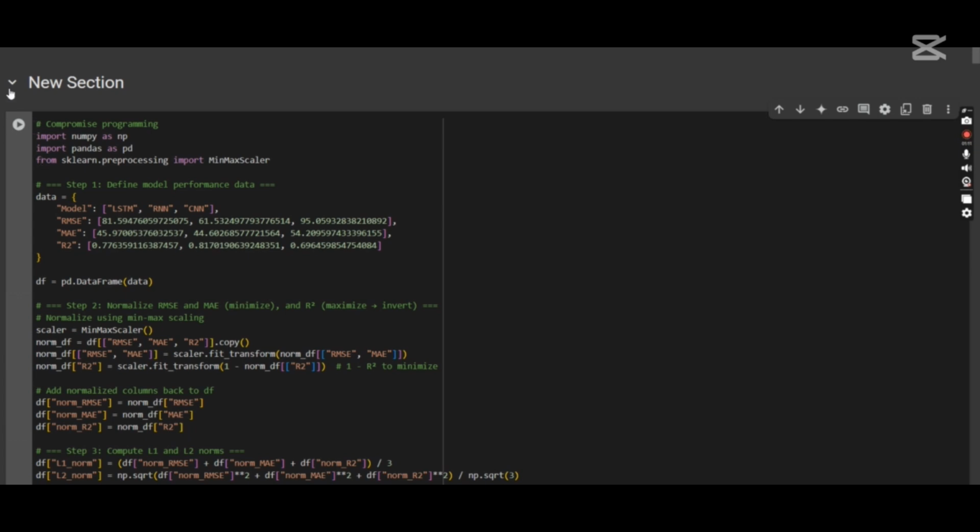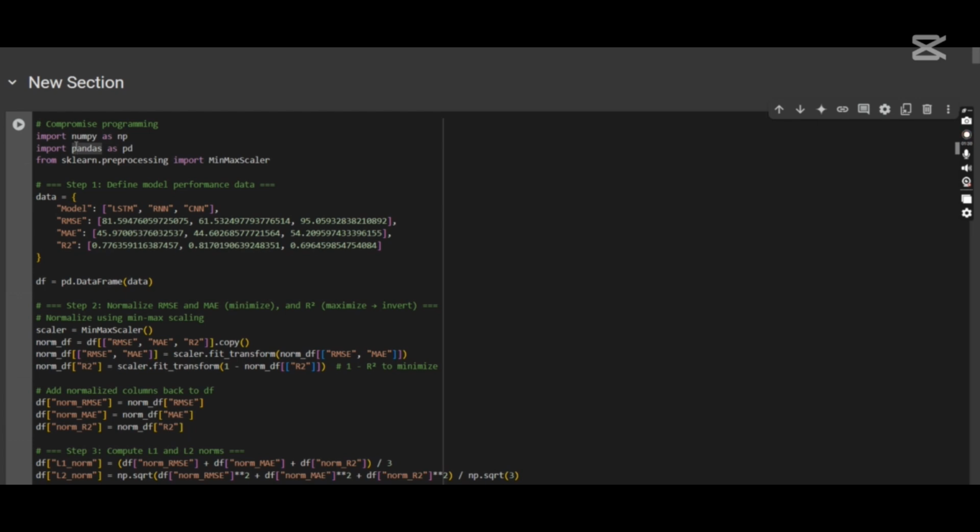Here you can see this code is written for compromise programming. In this tutorial I am going to explain three techniques: compromise programming, TOPSIS, and VIKOR. So the first one is compromise programming.